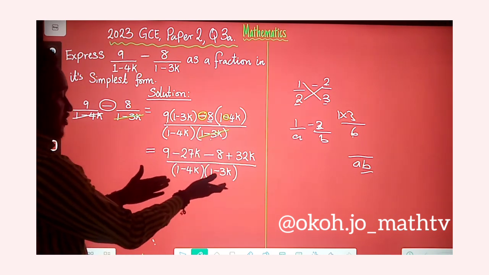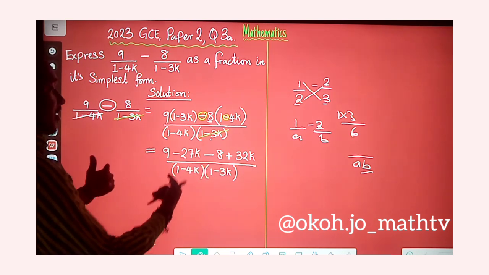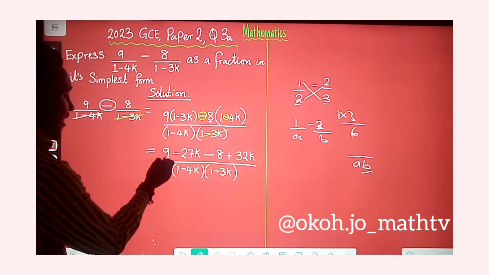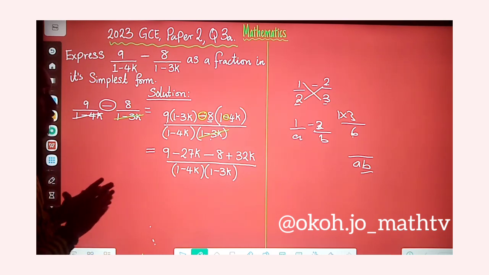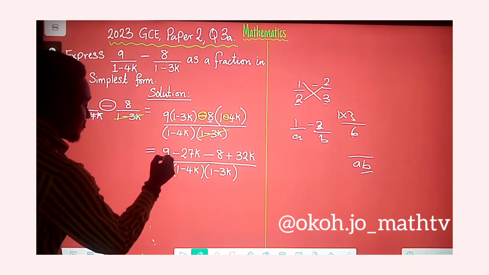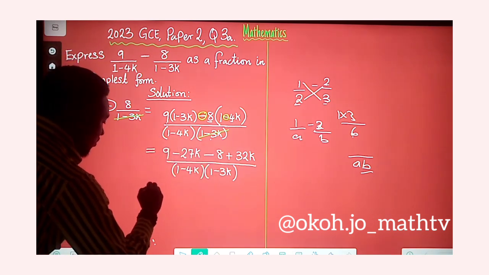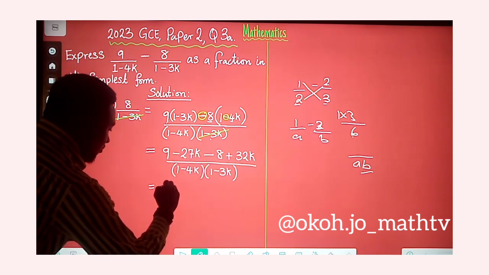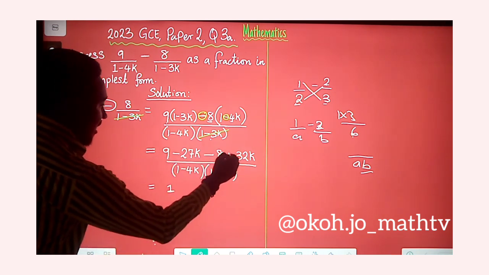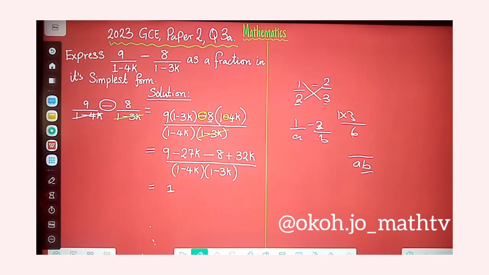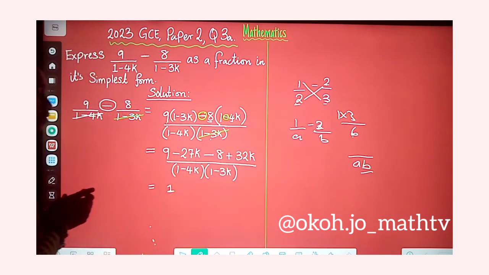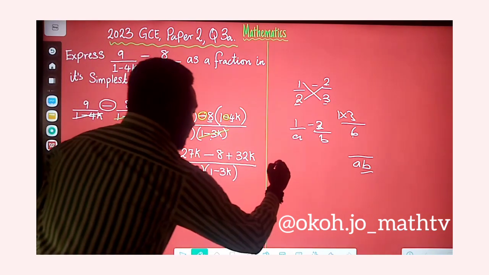So the next thing is to simplify the numerator. We don't really have much business with the denominator anymore. Now let's look at the like terms. 8 and 9 are normal numbers, so they are like terms, and we can handle them first. 9 minus 8 is 1. Now we have 27k and 32k to deal with. So this is like negative 27 plus 32.